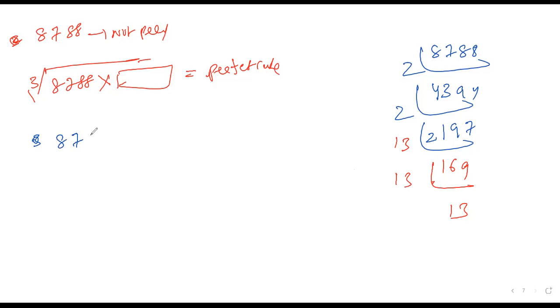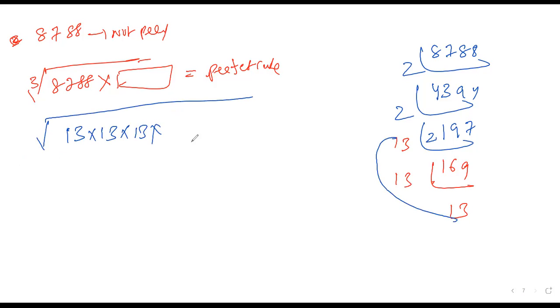The number is 8788. I'm writing the cube root of this and trying to find the cube root, to find out what numbers should come here. 13 into 13 into 13, then after that 2 into 2. So when you want to make it a perfect cube, what numbers should be there?